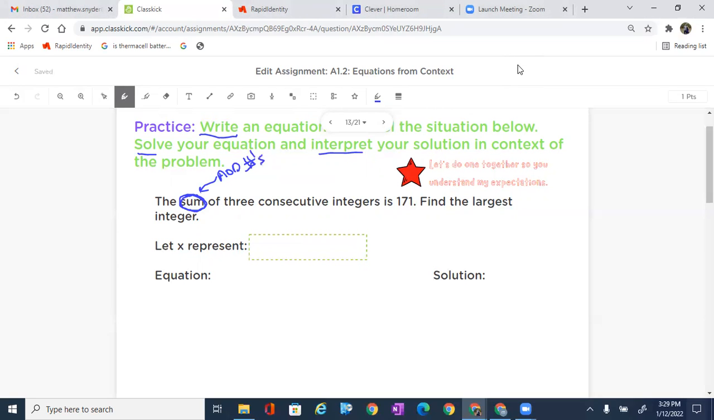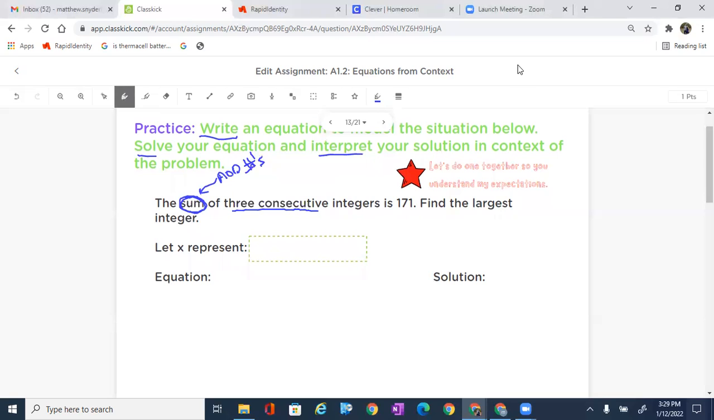And it says of three consecutive integers. So three consecutive integers, well, what does it mean? Three numbers that are in a row. So for example, three numbers in a row would be like 5, 6, and 7. Those are consecutive integers, or maybe like 9, 10, and 11. Those are also consecutive integers, okay? And then we want to make sure that those integers add to 171.